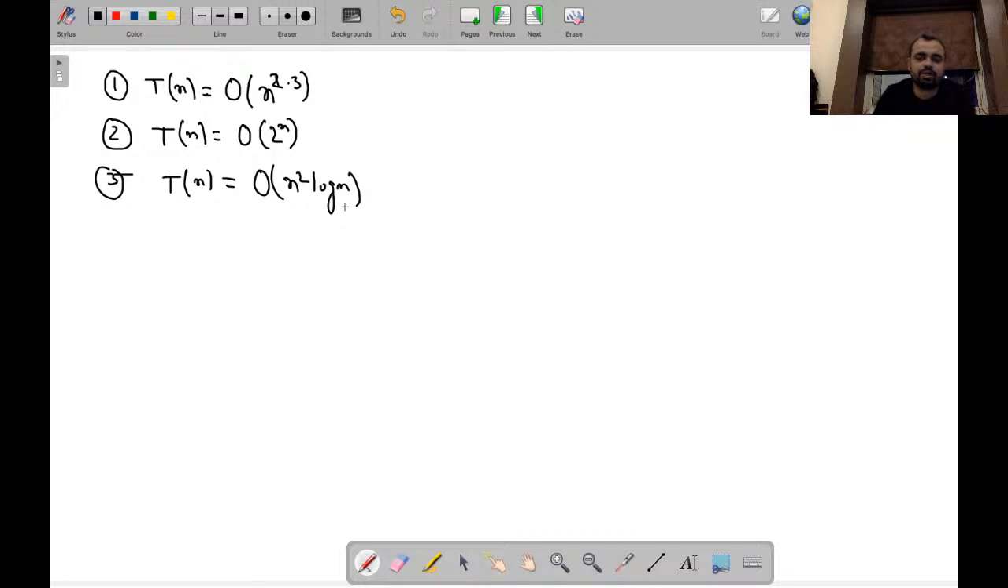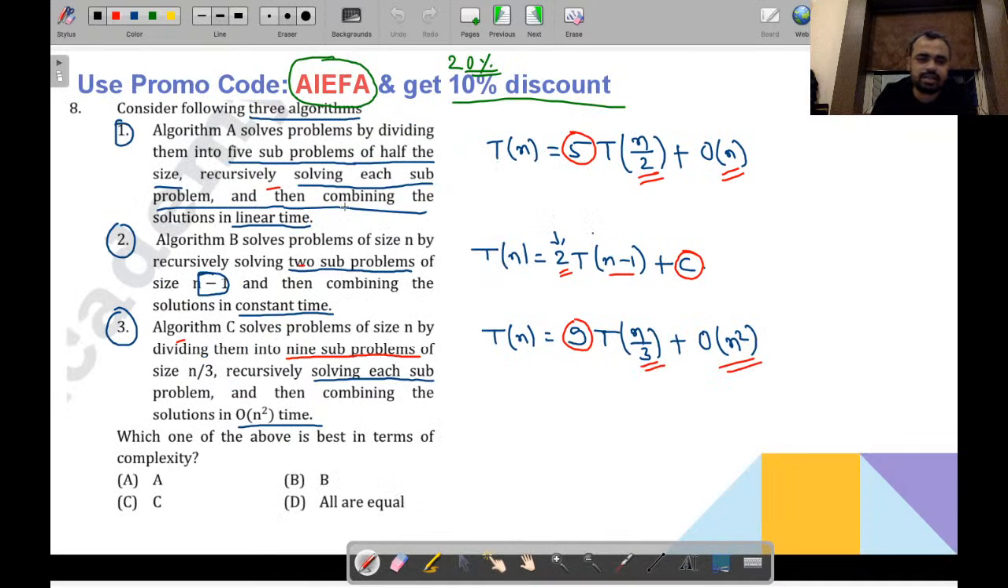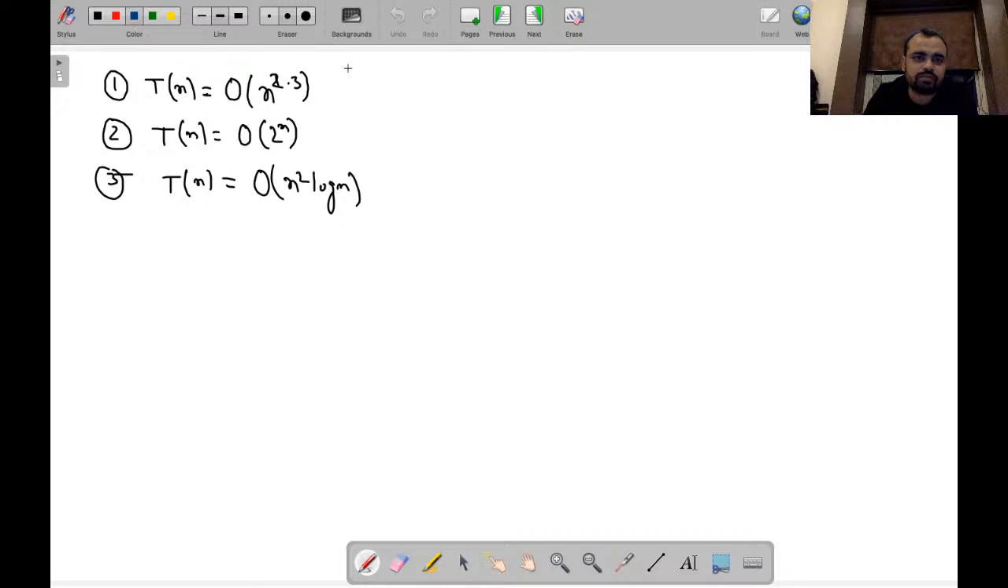My dear friends, what the question is asking: which of the following algorithms has the best time complexity, meaning which one will solve in the least time. Let's try to find it out. Suppose n is equal to 1.